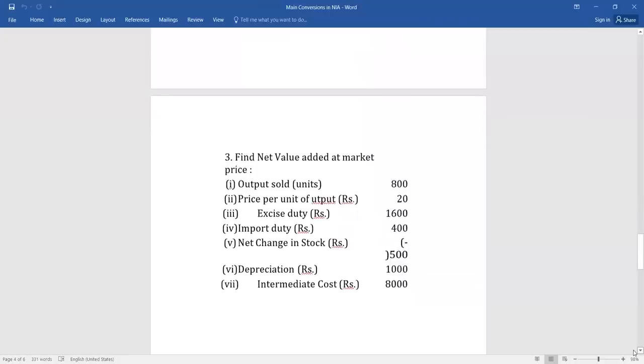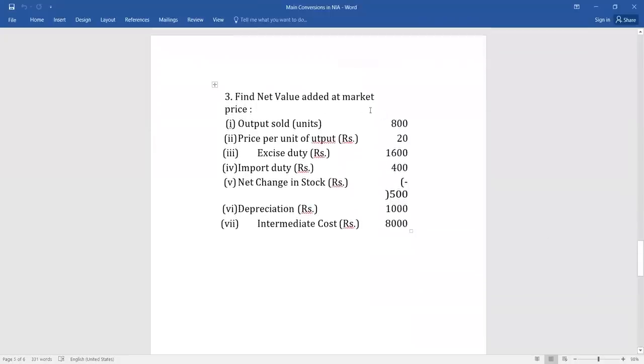Now we come to the third question. This is: find net value added at market price. Now this is the third example we are going to discuss, find net value added at market price. Now this question is asking us to calculate NVA at MP.